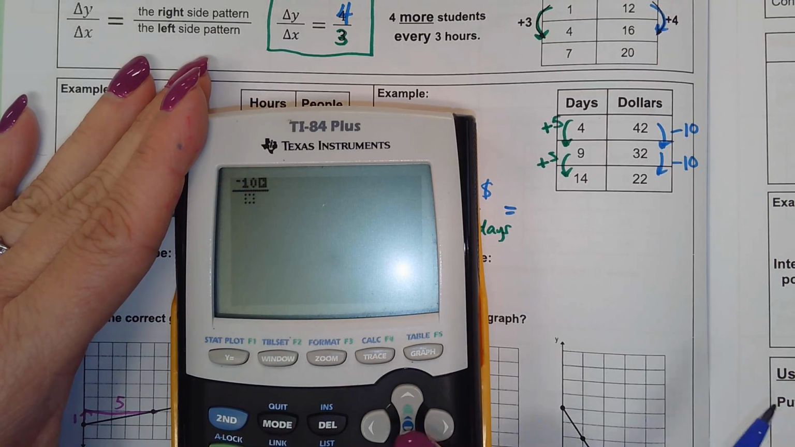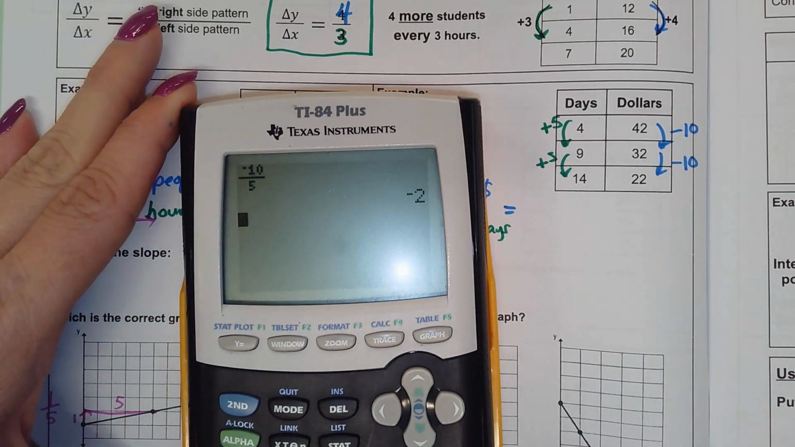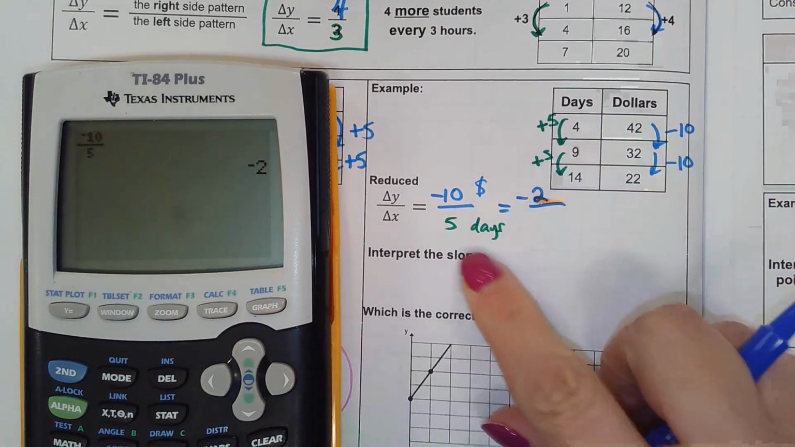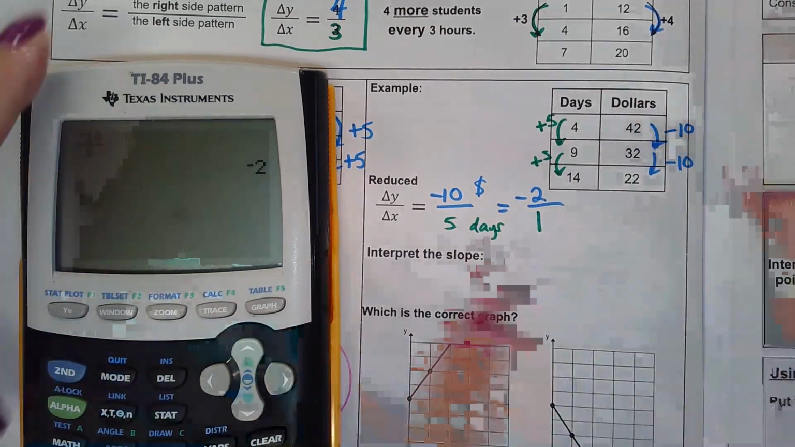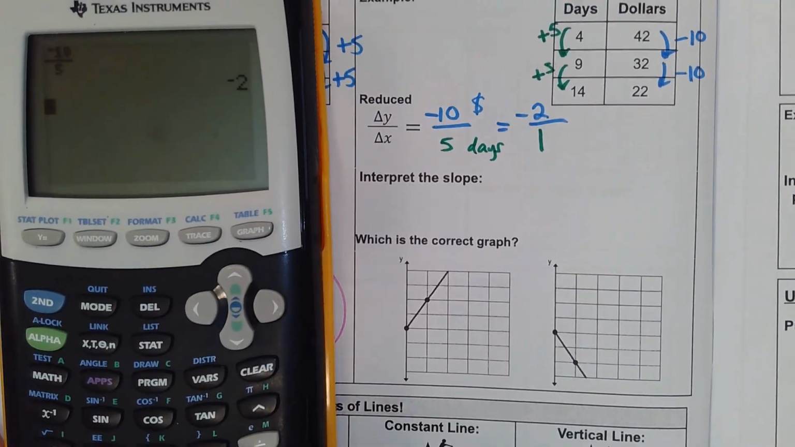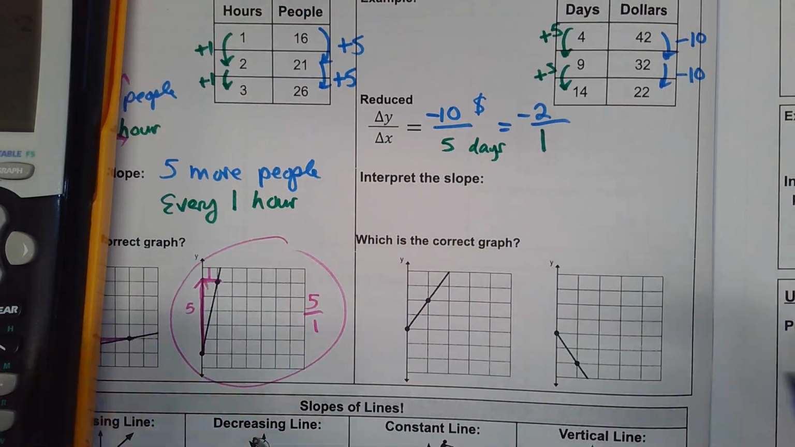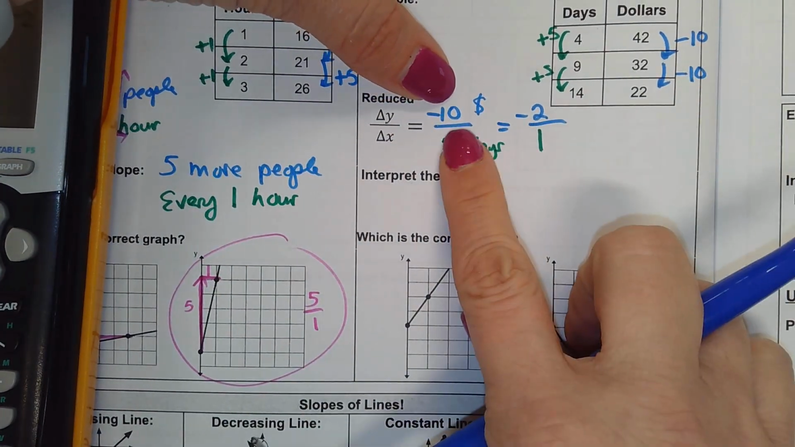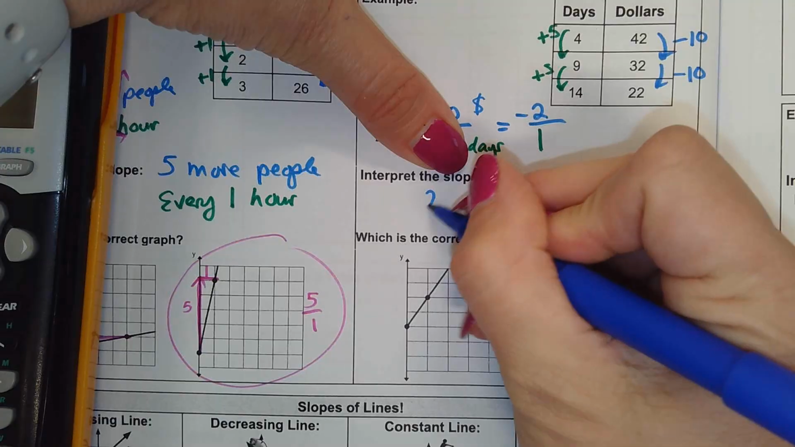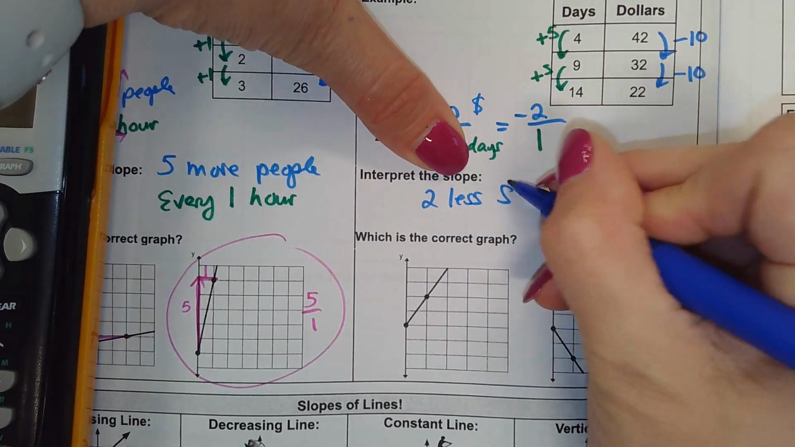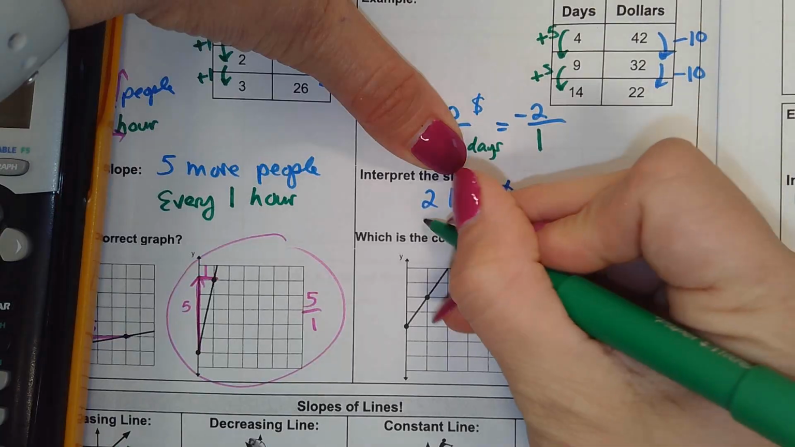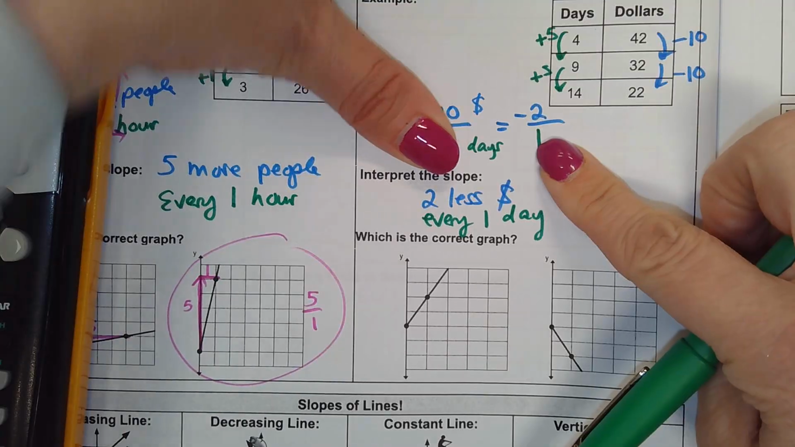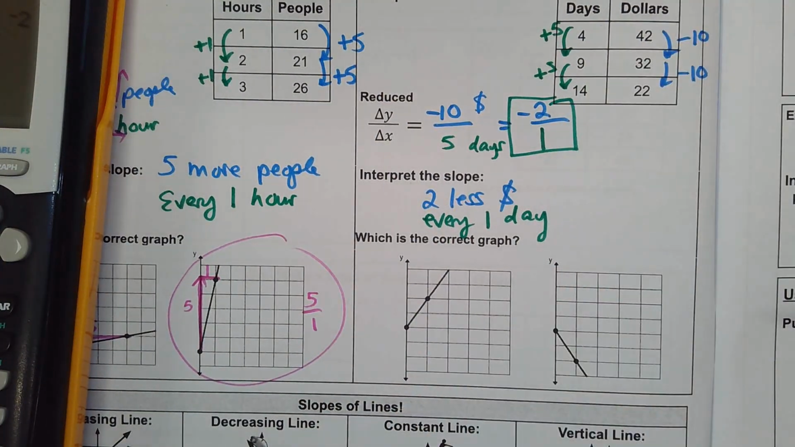-10 over 5 reduces to -2. Negative 2, and the calculator will not tell you the invisible number 1. So when we make our sentence, I'm going to use these smaller words. I'm not going to say minus 10. I will say $2 less every 1 day. I will use the small reduced slope.